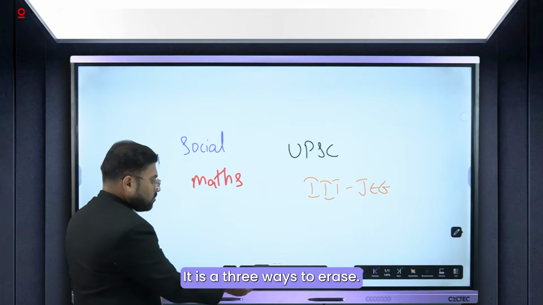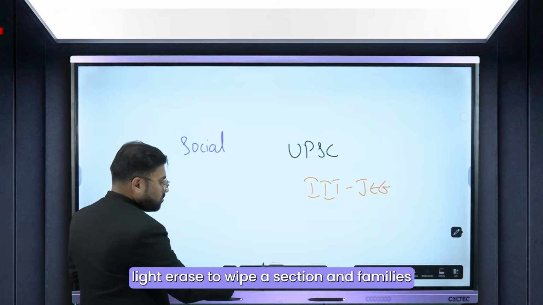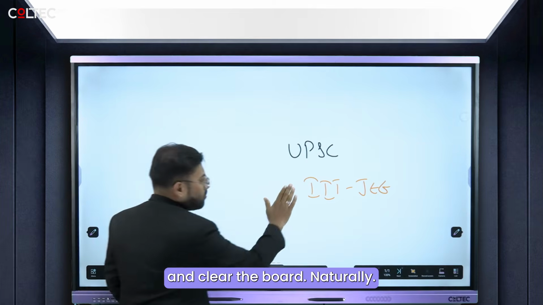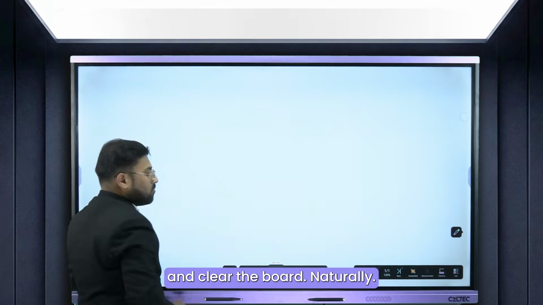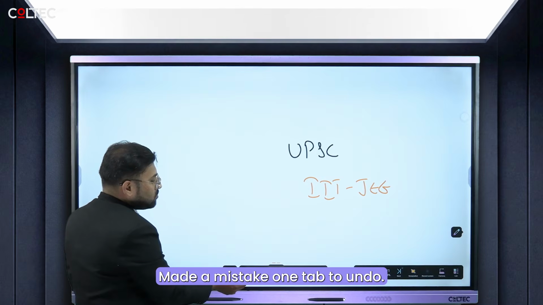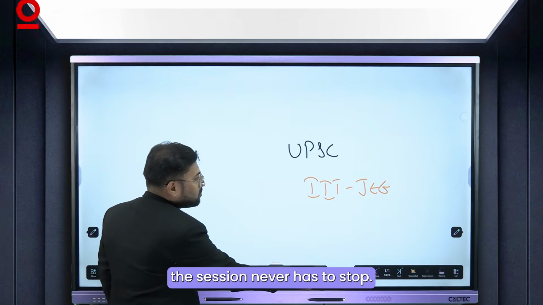Eraser. 3 ways to erase. Select erase for targeted removal. Slide erase to wipe a section. And palm erase. Just lay your palm flat on the screen and clear the board naturally. Undo and redo. Made a mistake? 1 tap to undo. Changed your mind? 1 tap to redo. The session never has to stop.